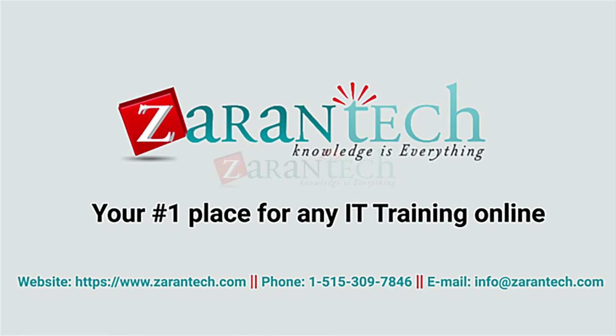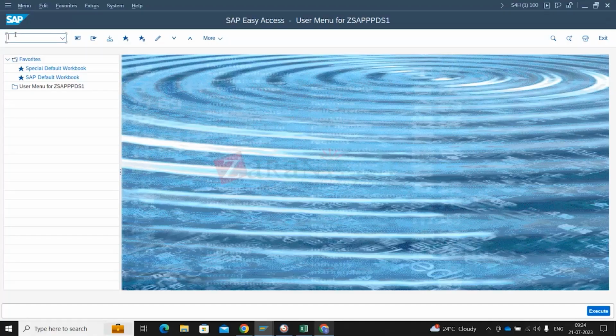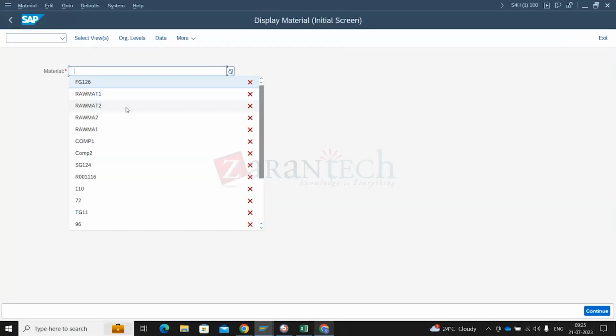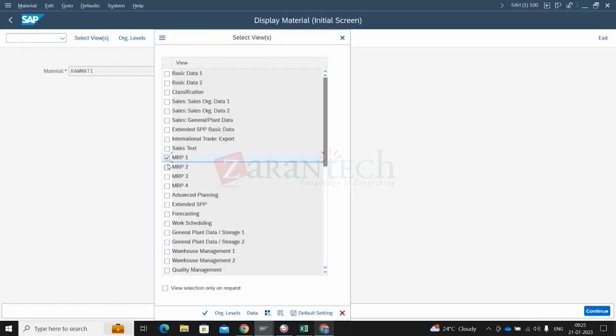So basically, if you go in here, MM03, MRP 1234 are from procurement perspective. So this is the raw material. I am not going to produce it. For example, if I am going to procure it from some other vendor, then only these views are necessary.